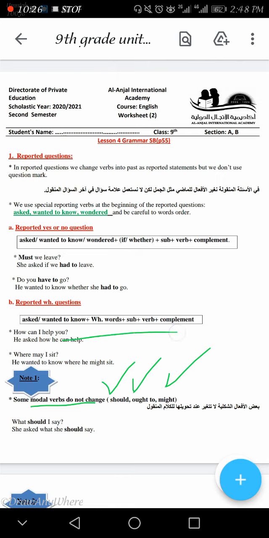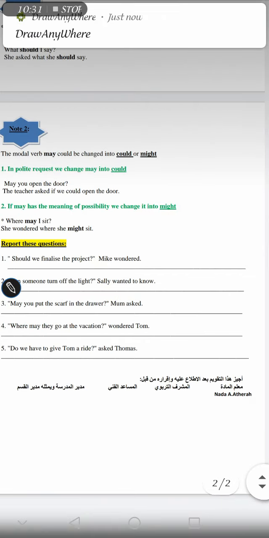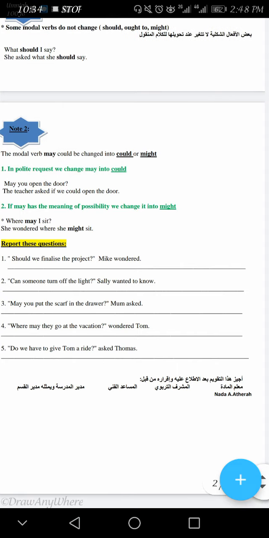Let's continue with note number 2. Yes, note number 2: the modal verb may could be changed into could or might. May can be changed to could in a polite request. In a polite request we change may into could. May you open the door? This is a polite request.